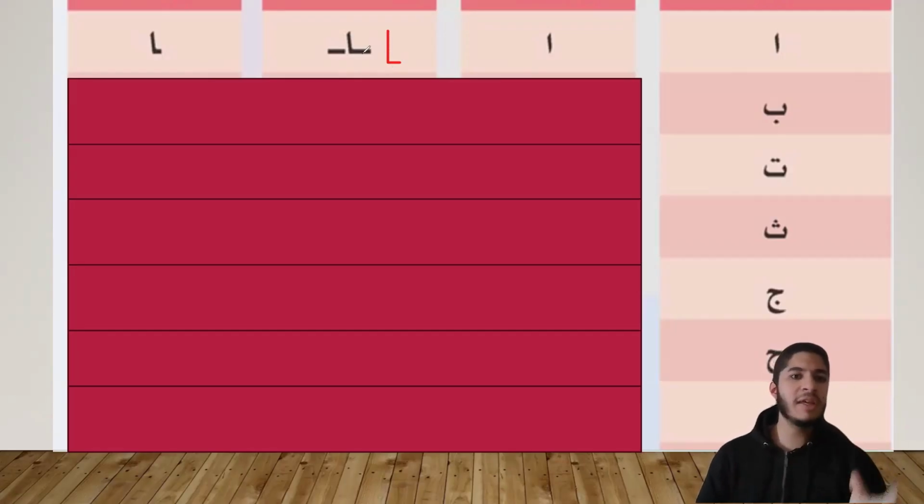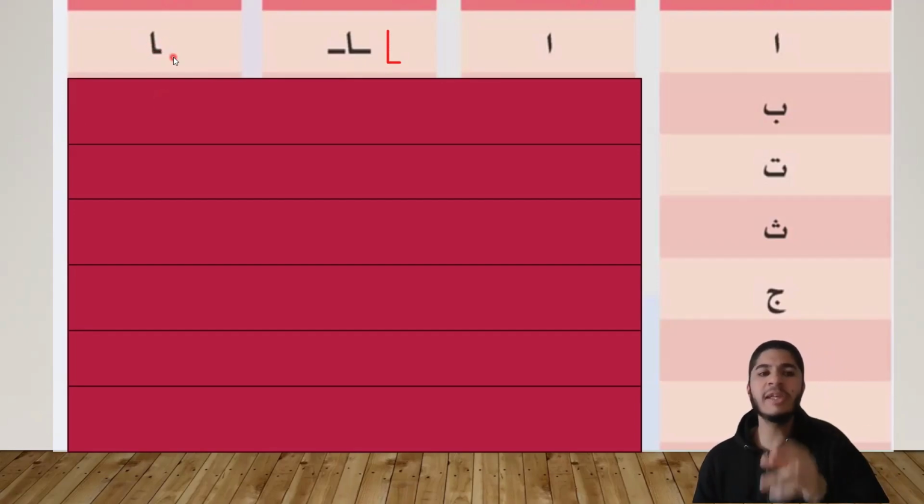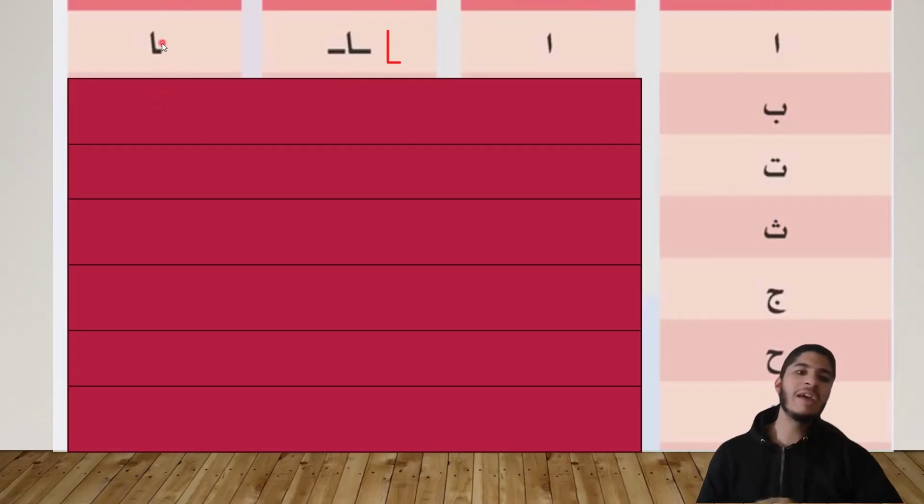And when it comes at the end, it links to the letter before. As you see, there is a tail to link it to the letter before, but there is no letter after it. It is at the end, it is the last letter. So it is not linked to any letter after it, and there is no letter after it. Okay, easy. So that's about alif from the letters that do not link to the letter after.